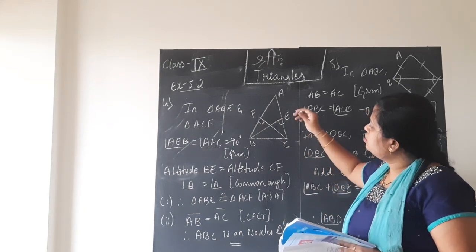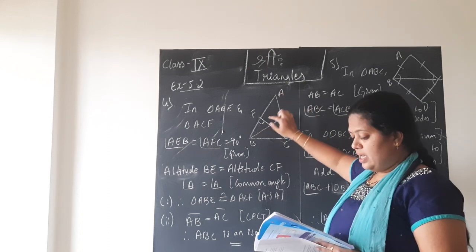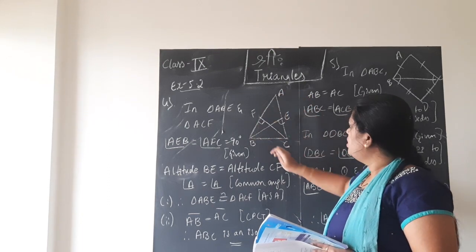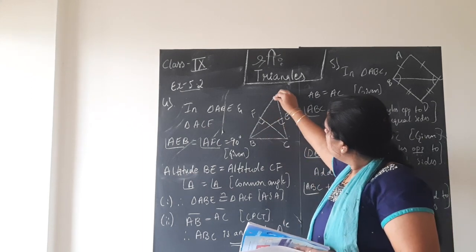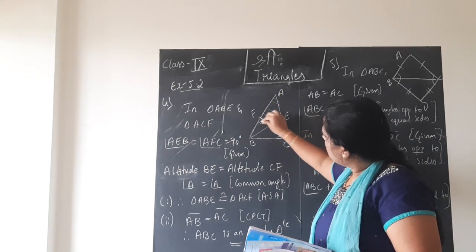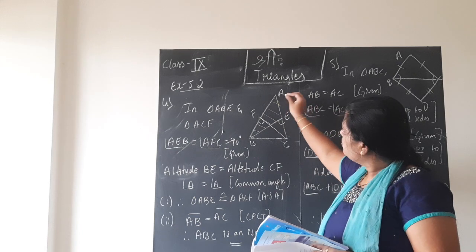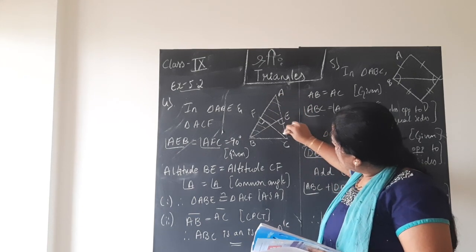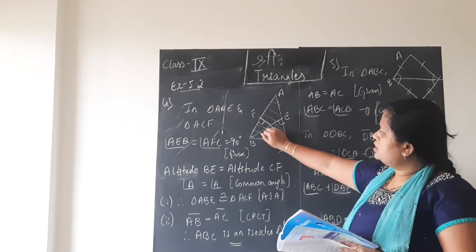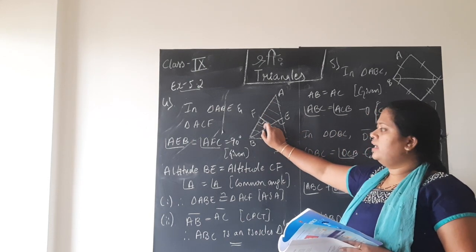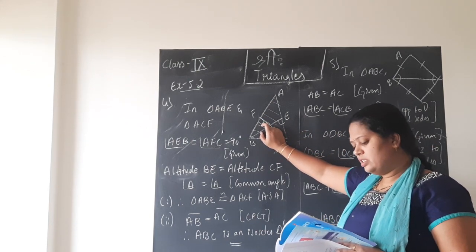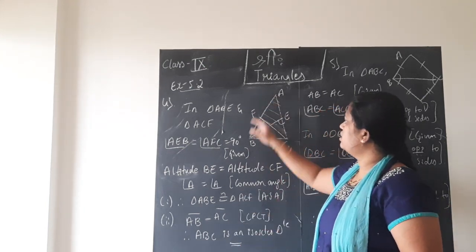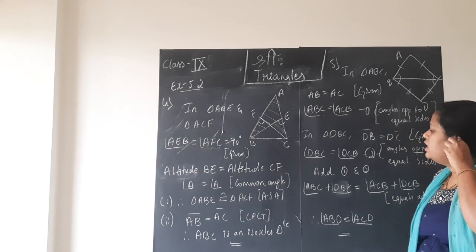Show that triangle ABE is congruent to triangle ACF. So let me show it for you. Triangle ABE and triangle ACF are the two triangles formed; you have nothing to do with this small part. They are congruent, which they are asking us to prove in the first sub question. In the second sub question, they are asking us to prove side AB is equal to side AC.